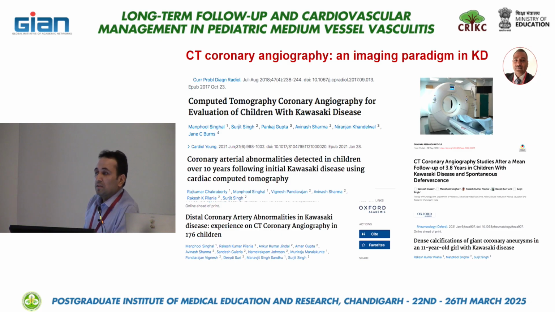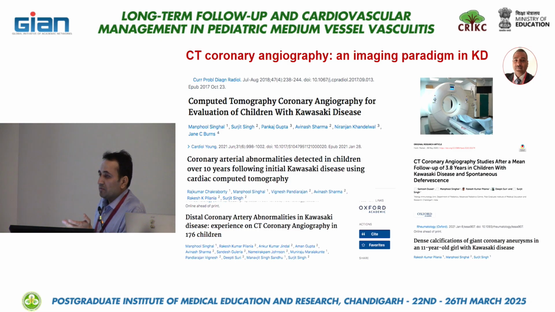In one study, because it's always a concern, whenever we don't treat Kawasaki disease and there is spontaneous defervescence, what happens to them in the long run? Echocardiography is good, but after a mean follow-up of 3.8 years in children with Kawasaki disease, we performed CT coronary angiography, and there were no coronary artery abnormalities, and even calcification was not there.